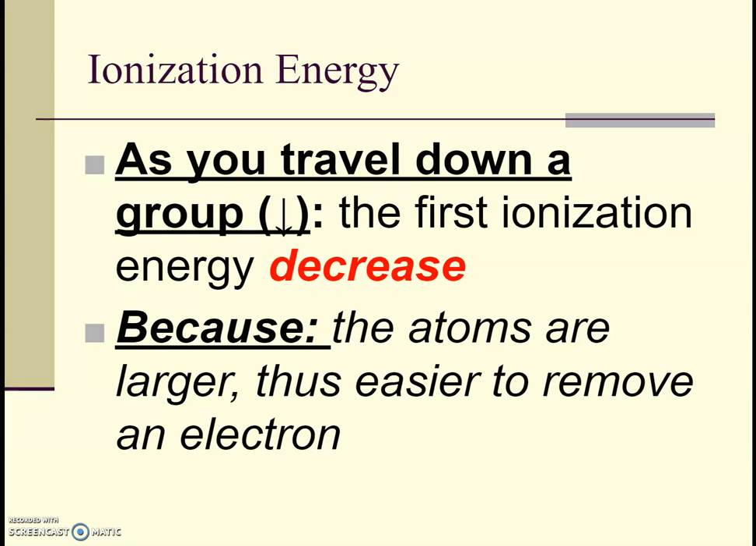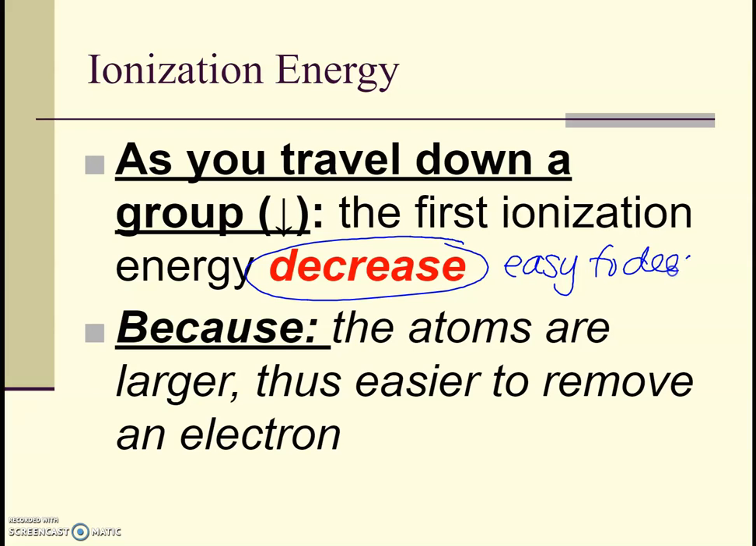All right, so let's think. As we travel down a group, the first ionization energy, the amount of energy it takes to remove an electron, will decrease. That means it is easy to remove an electron. Why is it easy to remove electrons as we travel down the group? It all goes back to the radius.